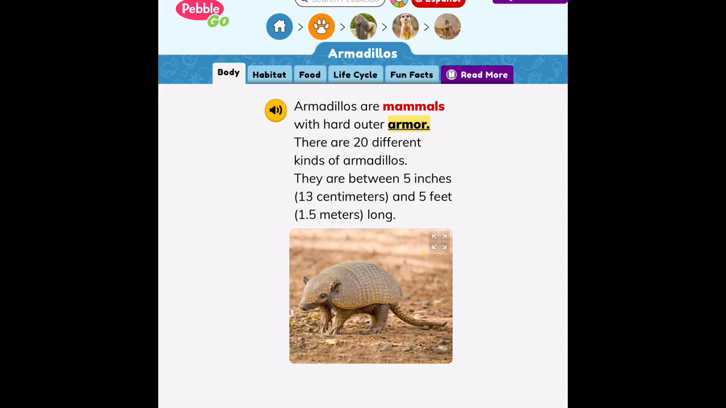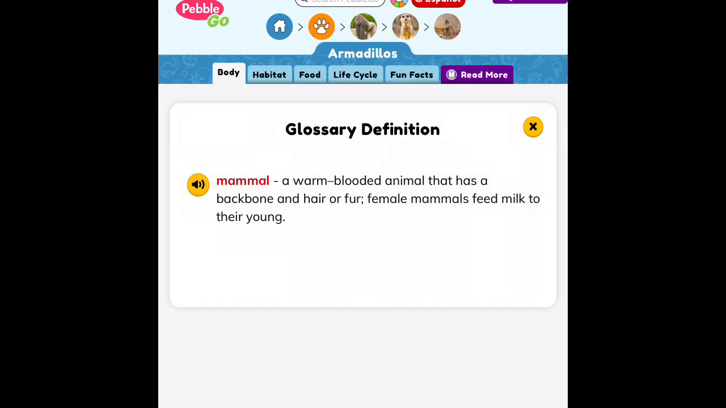Okay, just in that very first sentence, I learned that an armadillo is a mammal, which is a type of animal. Remember that animals go into different animal groups, and a mammal is one of them. So if I tap into mammal, I can learn what a mammal is.